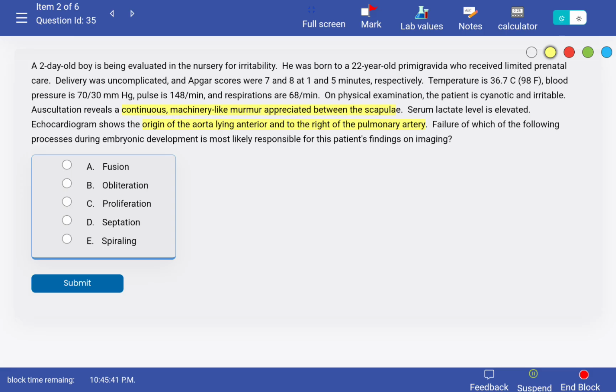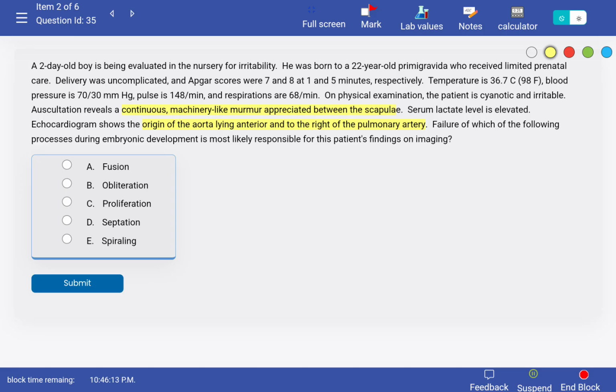In question number 2, we have a 2-day-old boy being evaluated in the nursery for irritability. He was born to a 22-year-old primigravida who received limited prenatal care. Delivery was uncomplicated and Apgar scores were 7 and 8 at 1 and 5 minutes respectively. Temperature is 98 degrees Fahrenheit. BP is 70 by 30 mm of mercury. Pulse is 148 per minute and respirations are 68 per minute.